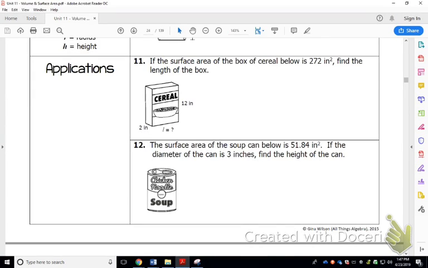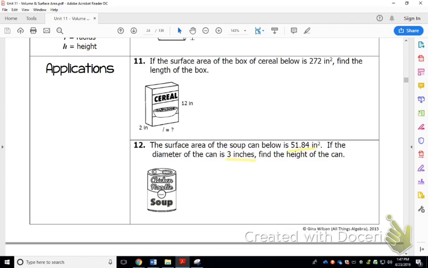All right, we're going to look at number 12. We are looking at a chicken noodle soup can. The can, of course, is in the shape of a cylinder. So what we have is they've given us the surface area of the soup can being 51.84 inches squared. And they also give us a diameter of the can of 3 inches.